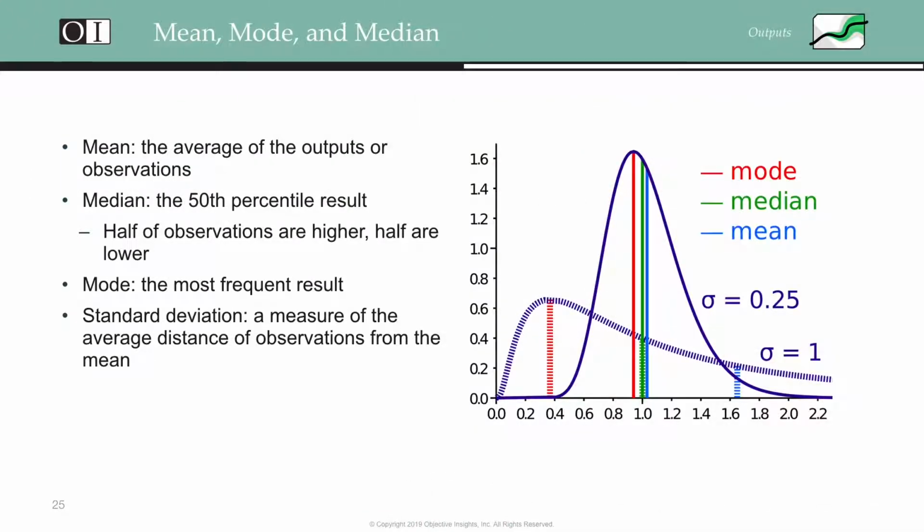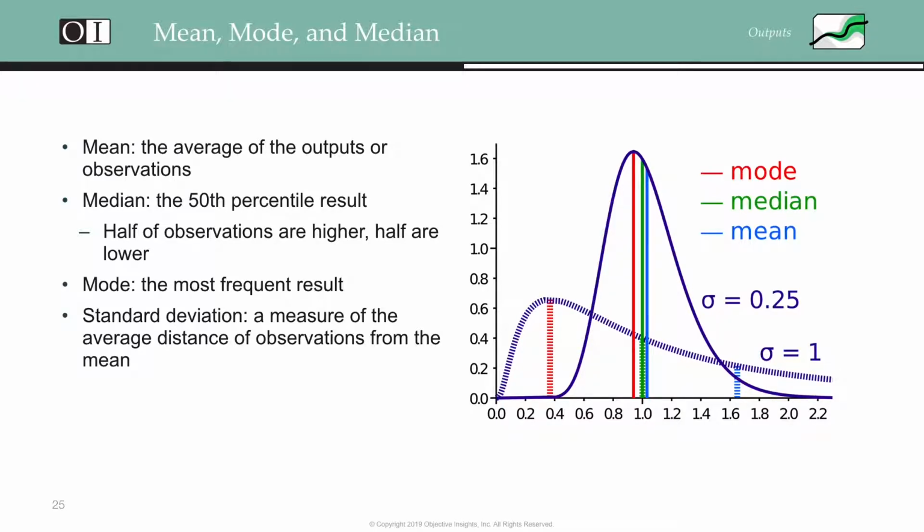So we have different distributions that we can get. And what we do have for each distribution is the mean, which is the average of the outputs, the median, which is the 50 percentile result, meaning half of the observations are higher and half are lower, and then the mode, the most frequent result, and then the standard deviation, which is a measure of the average distance of the observations from the mean. And so here are a few graphs showing some samples.